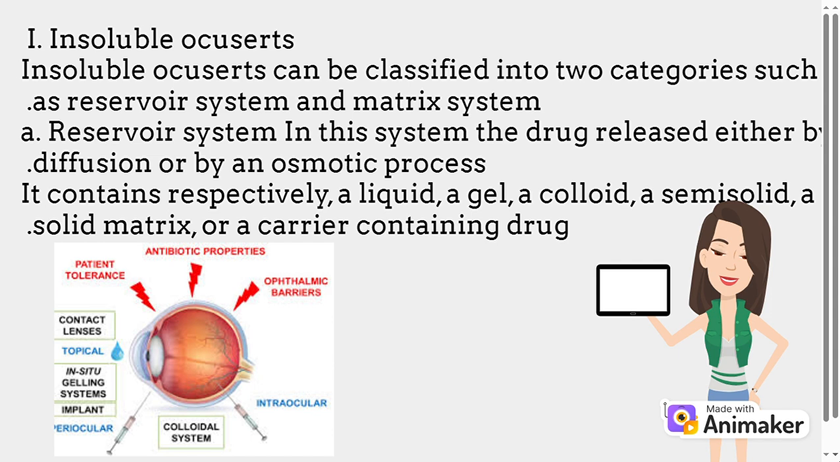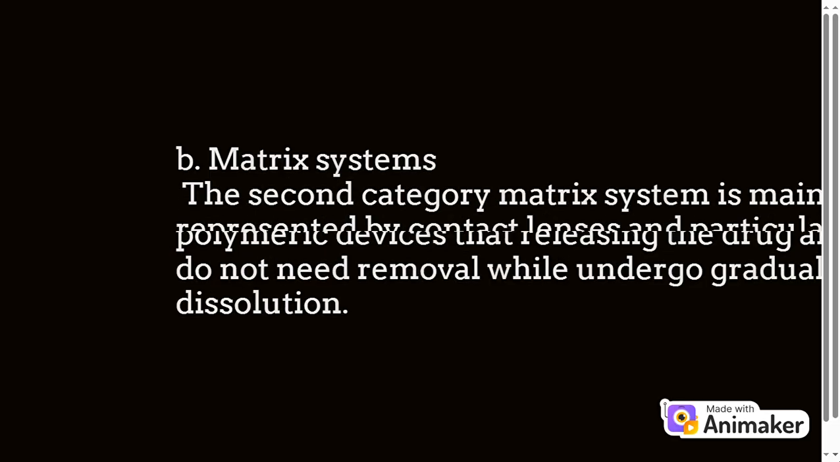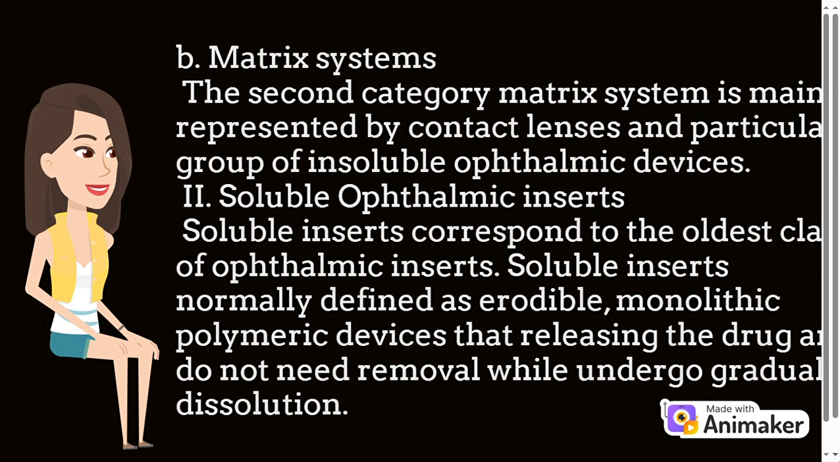A. Reservoir system. In this system, the drug is released either by diffusion or by an osmotic process. It contains respectively a liquid, a gel, a colloid, a semi-solid, a solid matrix, or a carrier containing drug. B. Matrix systems. The second category, matrix system, is mainly represented by contact lenses and a particular group of insoluble ophthalmic devices. 2. Soluble ophthalmic inserts.